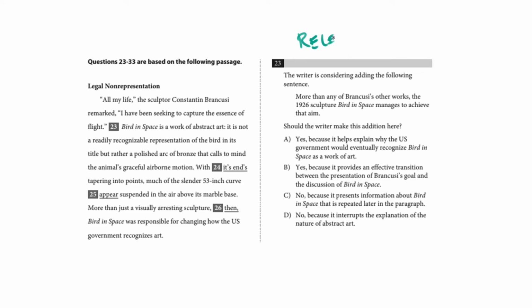Okay, so what we're looking at here is called a relevant information question. You will see between 2 and 4 of these on your exam, and you can identify them because they usually start like this, by saying that the writer is considering adding the following sentence, and then the sentence, and then should the writer make this addition here?